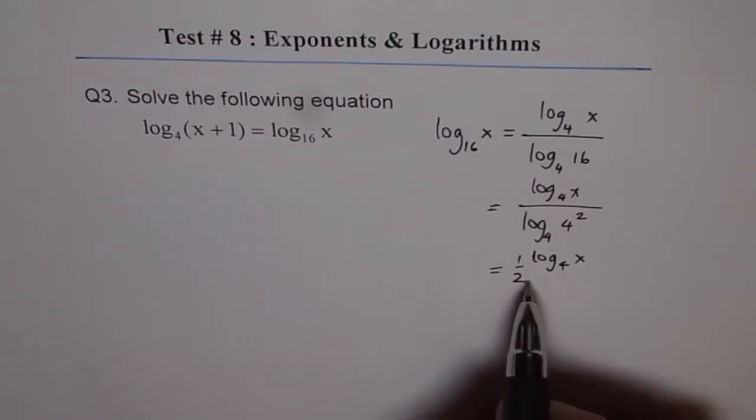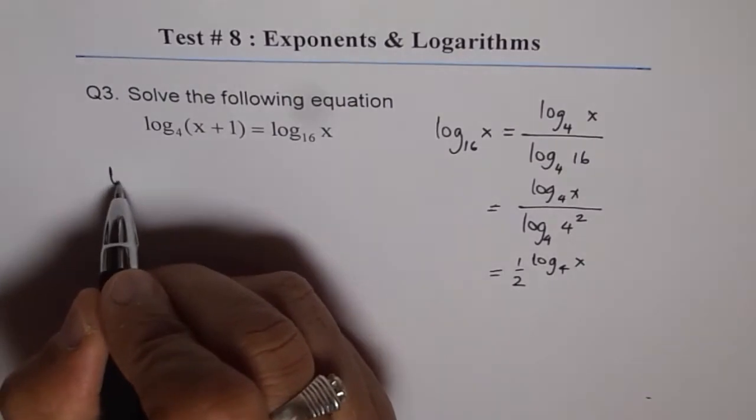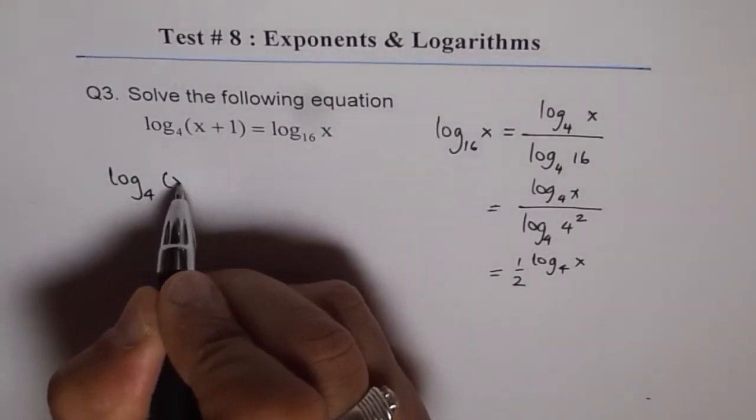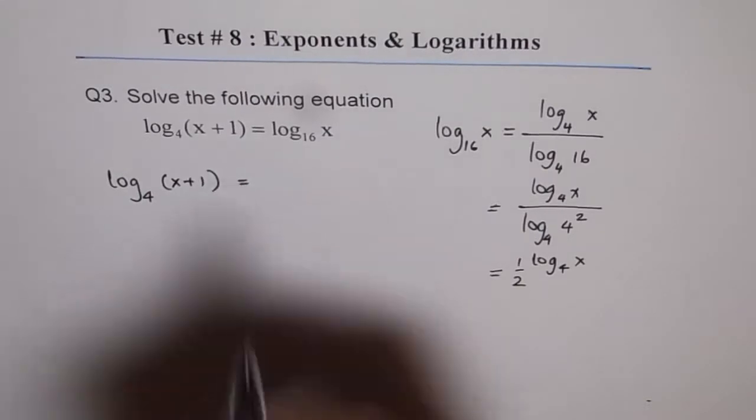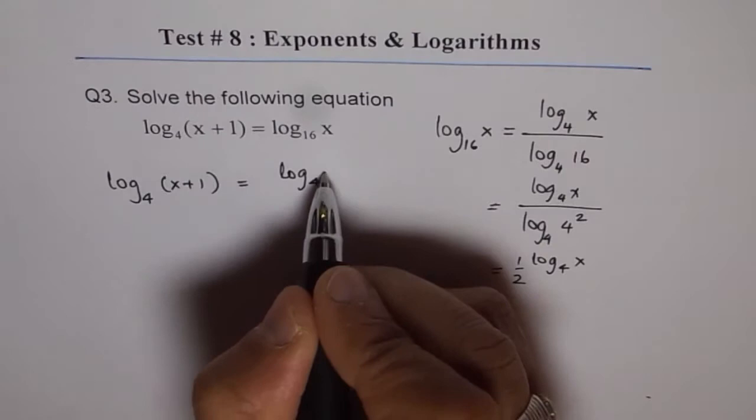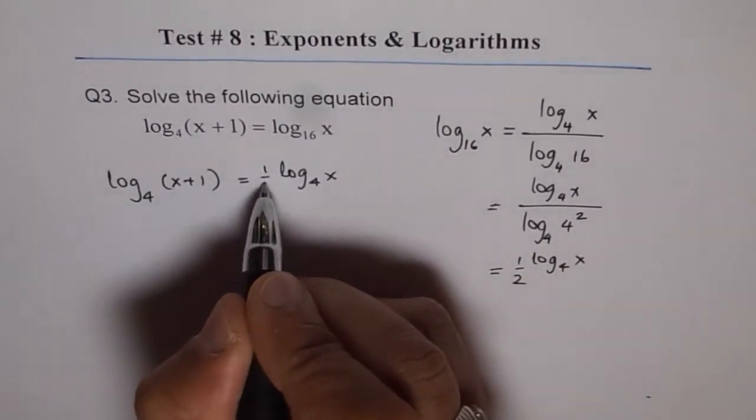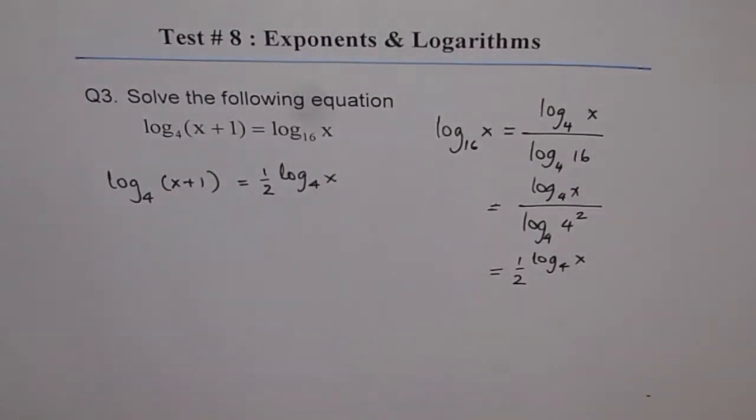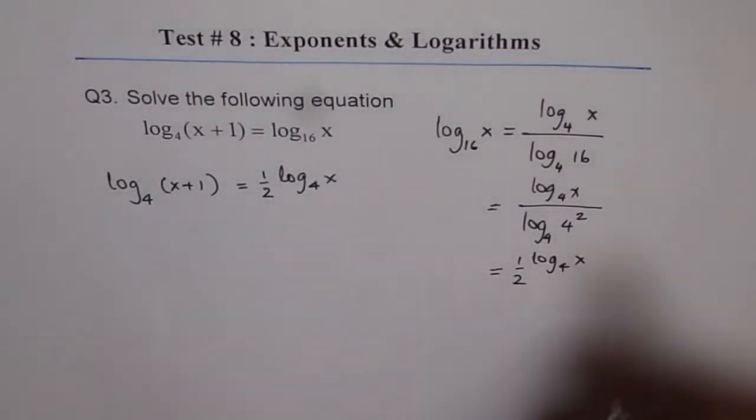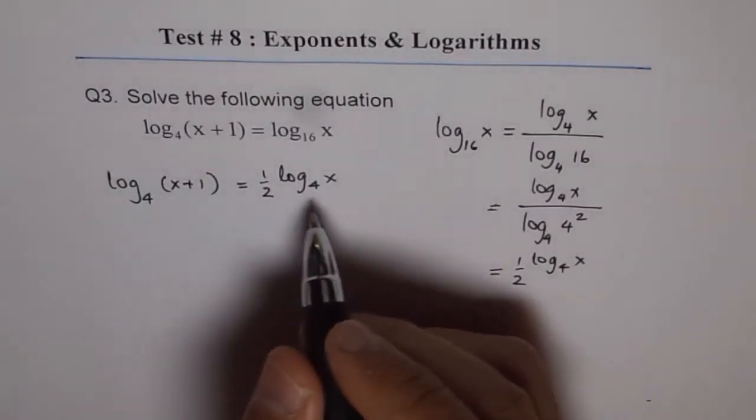So we'll do it like this, right? This equation can now be written as log to the base 4 of (x plus 1) equals log to the base 4 of x divided by 2, correct? This is 2, so we can say half of this. Is that okay? That is how we can write this equation, correct? Or we could have written x to the power of half also. That's perfectly fine, so either way.